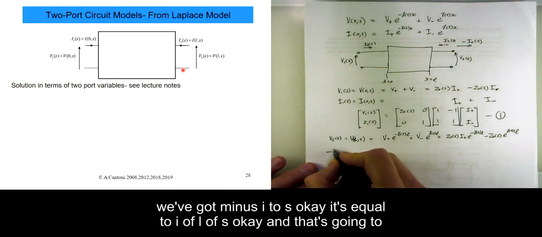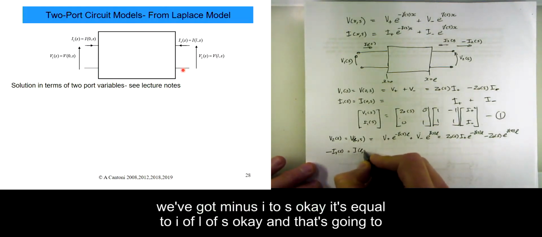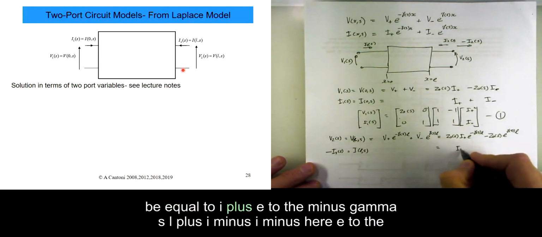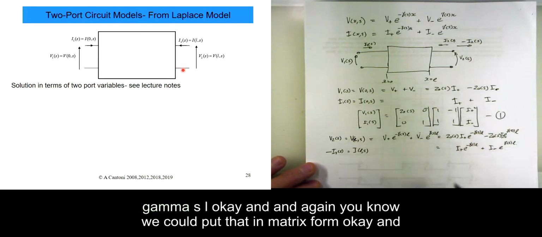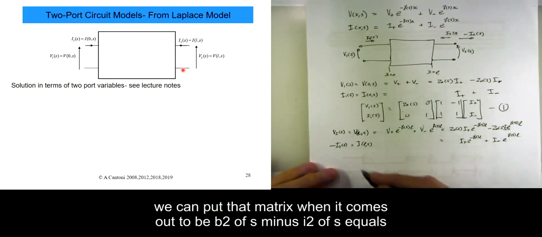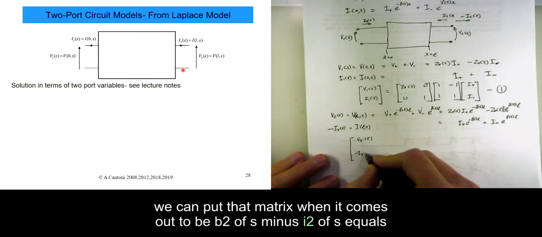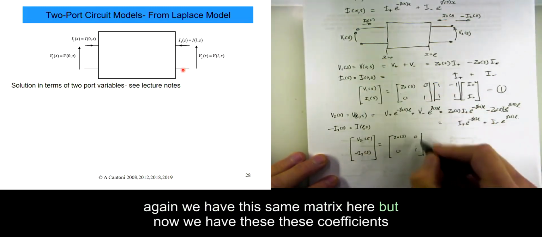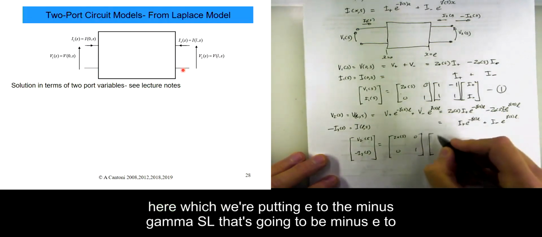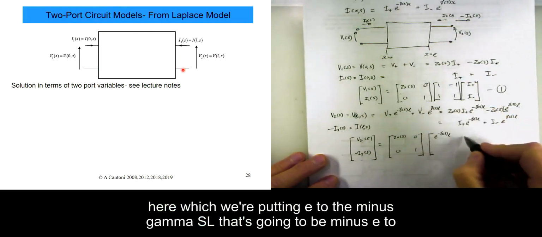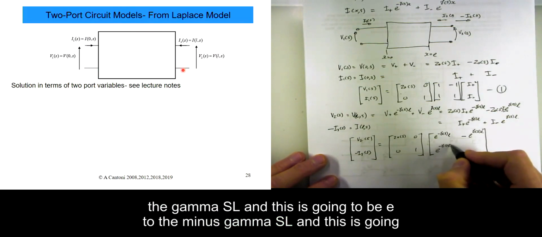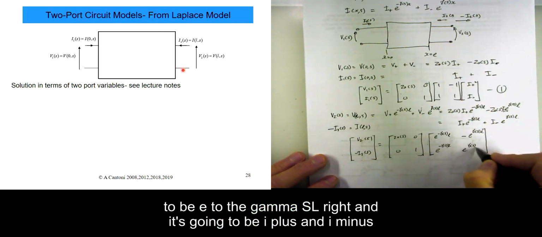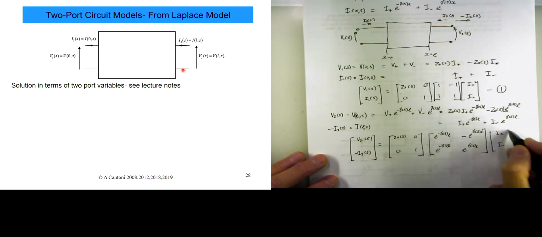So we've got minus I2 of s equal to I of L of s, and that's going to be equal to I plus e to the minus gamma(s) L plus I minus e to the gamma(s) L. Again, we can put that in matrix form, and it comes out to be V2 of s, minus I2 of s equals the same matrix here, but now we have these coefficients: e to the minus gamma(s) L, minus e to the gamma(s) L, e to the minus gamma(s) L, and e to the gamma(s) L, times I plus and I minus. Call that equation 2.